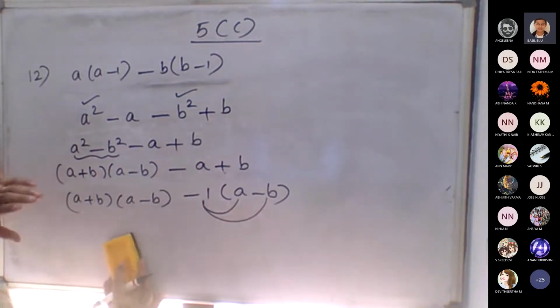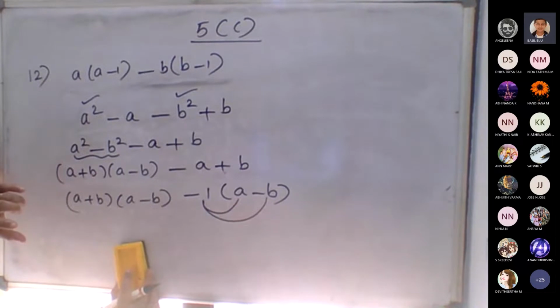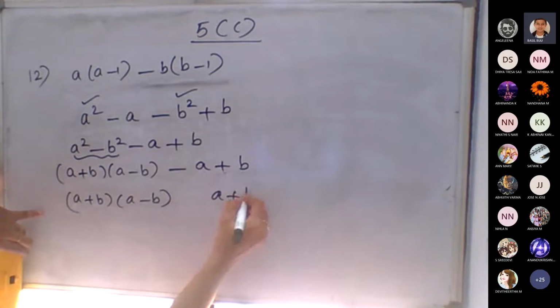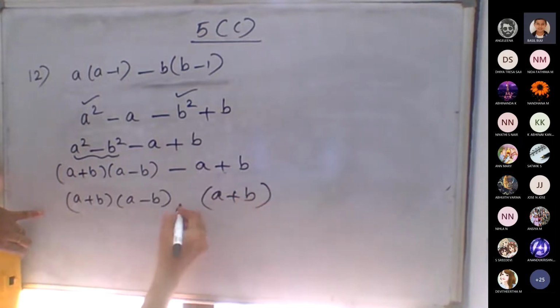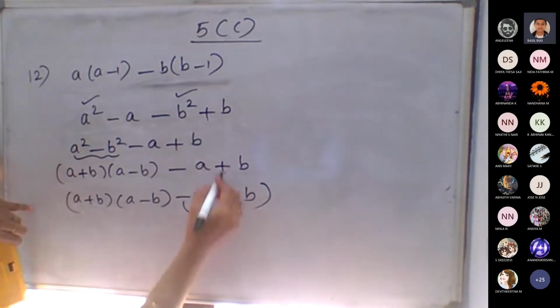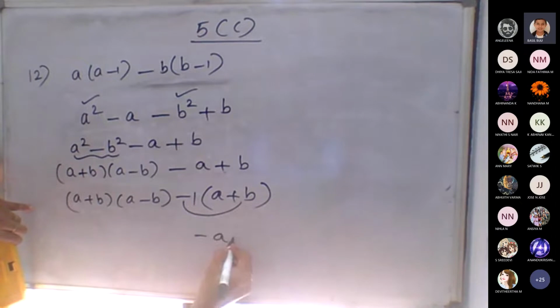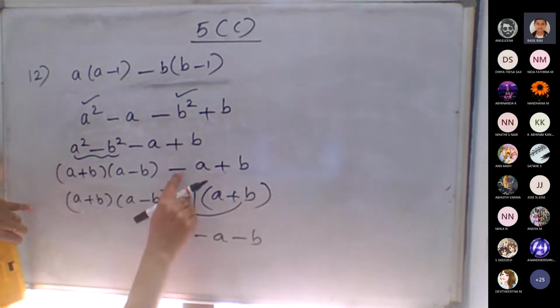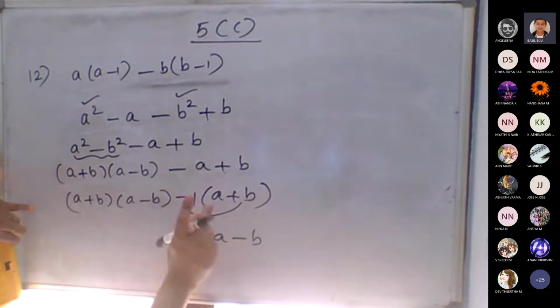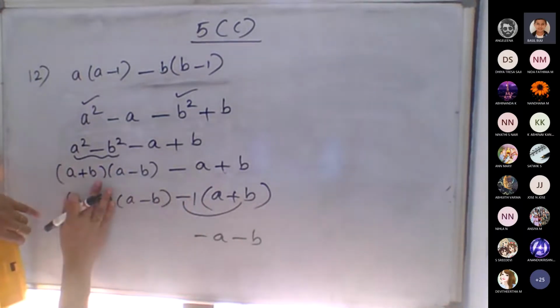Understood? Yes, ma'am. Can we write it as A plus B? If we take one negative sign, negative A, then it will be negative A, negative B only will come. We need negative A, positive B. So writing in terms of A plus B is not possible.